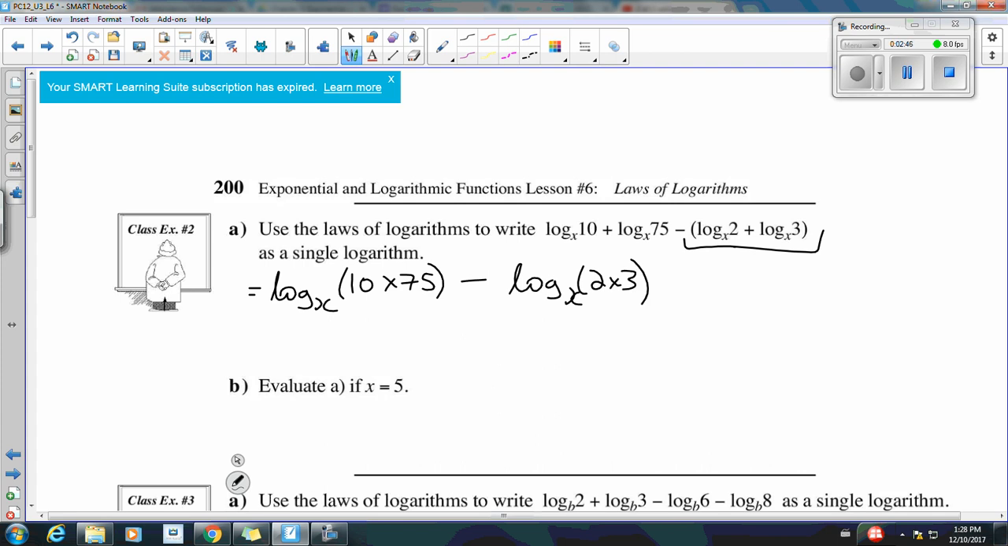So this is log base x of 750 minus log base x of 6. Now these two things are being subtracted, so to bring them into 1, I can go like this, 750 over 6, which 750 divided by 6 is 125, so this is log base x of 125. It's a lot simpler than what we started with. Evaluate if x is 5. Well, 5 to the power of what gives us 125? It is, sorry, not 5, it is.